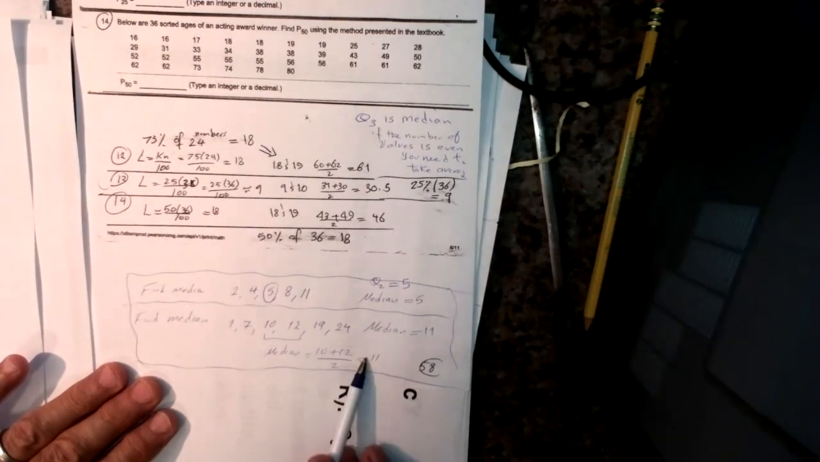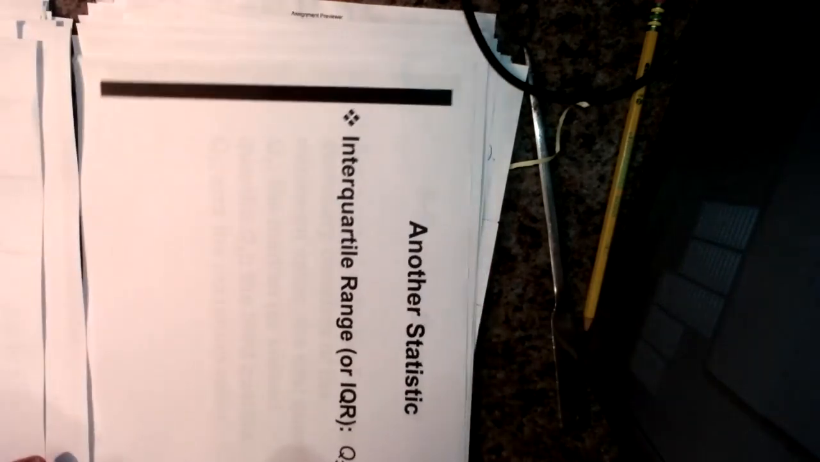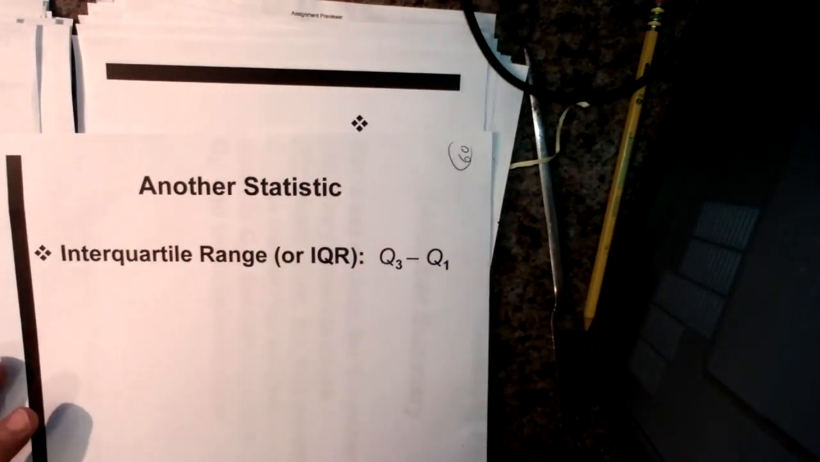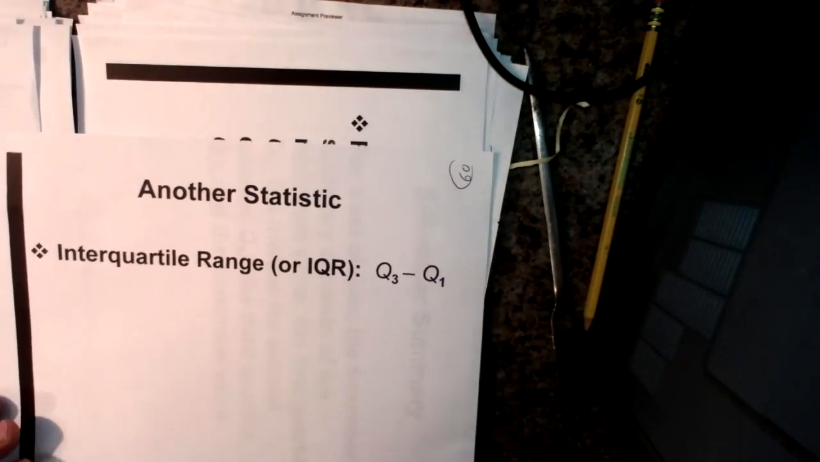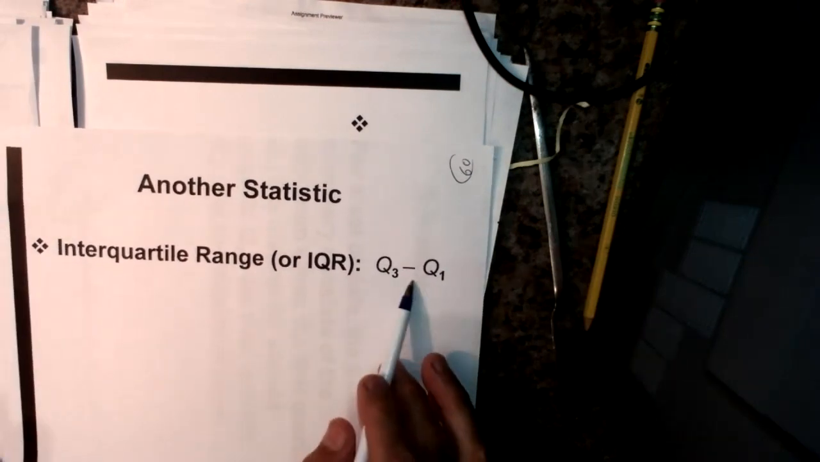Okay? That's what happened in all these examples: there are 24 numbers, there are 36 numbers. So when the calculation gives you a whole number, you always have to take that number and the one after it and take the average. All right. We have another definition that we are using later on, called the interquartile range, or IQR. IQR is Q3 minus Q1.